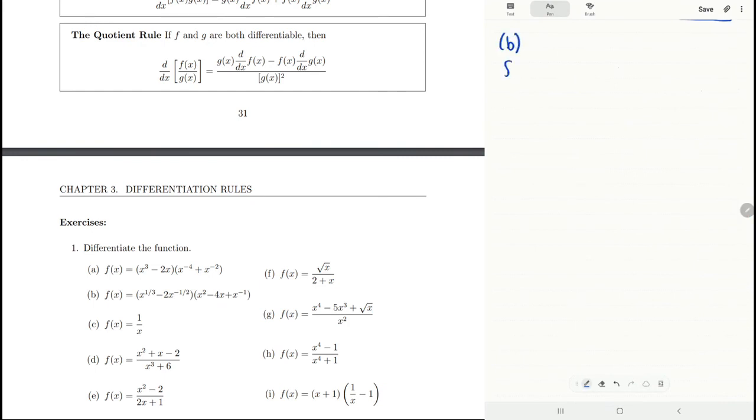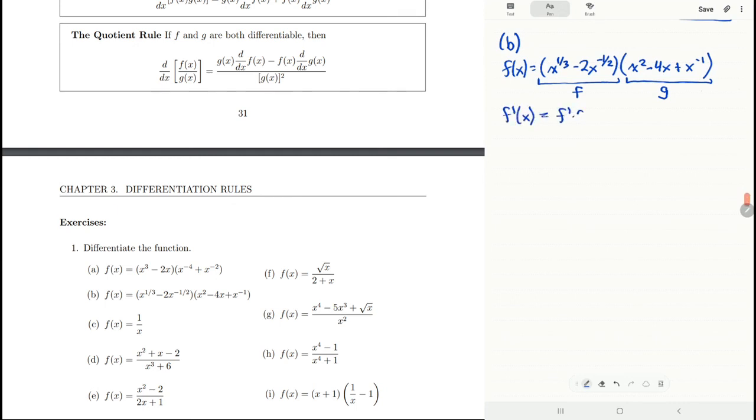In the next example, we have x to the 1/3 minus 2x to the negative 1/2 multiplied by x squared minus 4x plus x to the negative 1. So again, we have two functions being multiplied. We will call x to the 1/3 minus 2x to the negative 1/2 our f, and x squared minus 4x plus x to the negative 1 our g. So again, we apply the product rule.